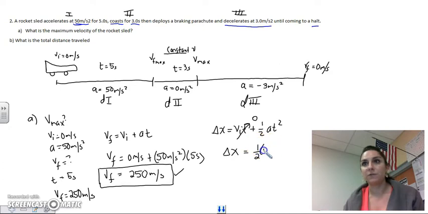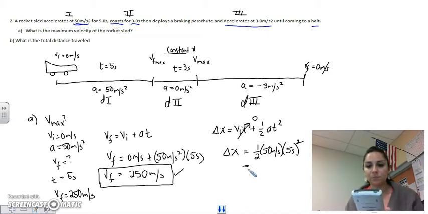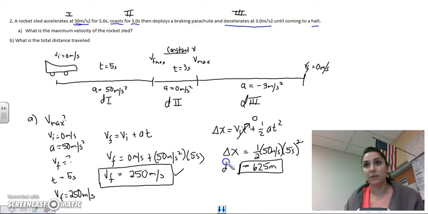The acceleration is 50 here, and the time is our 5 seconds, and that will be squared. I will solve this on my calculator. Got my calculator right here. 0.5 or 1/2 times 50 times 5 squared gives me 625 meters, like that. Okay, 625. That's part 1. So this is D1.